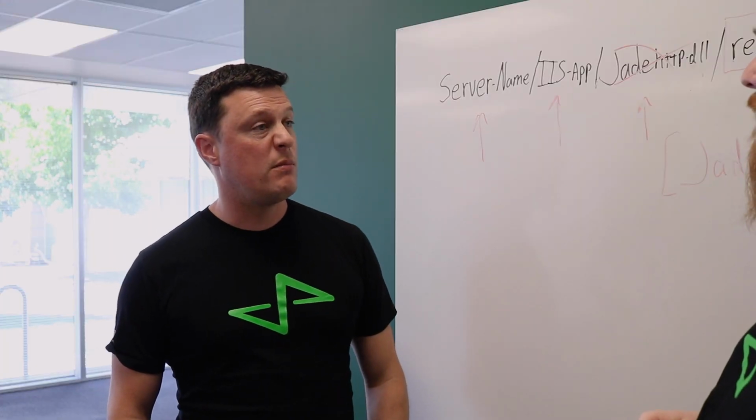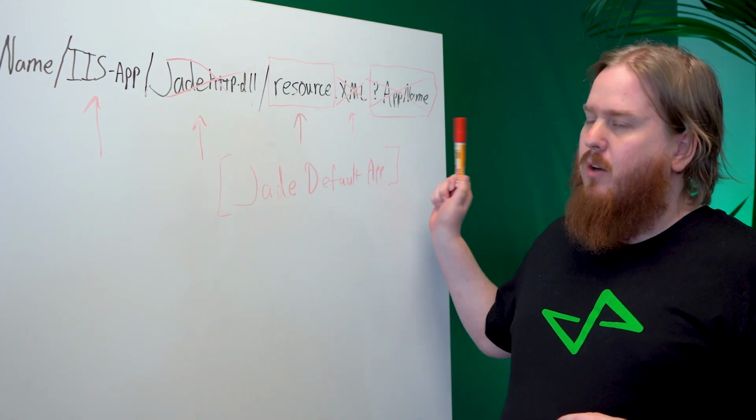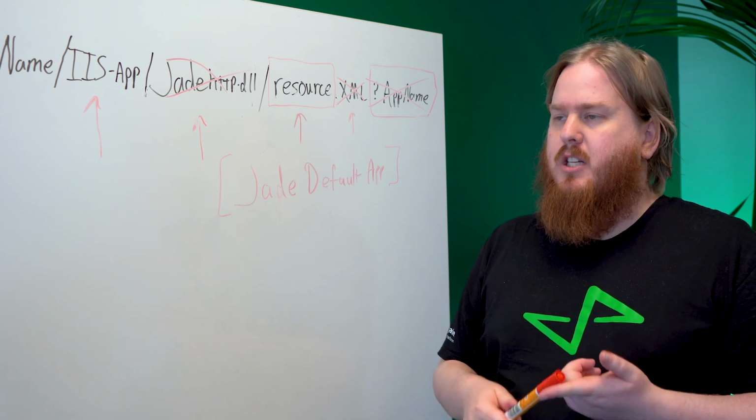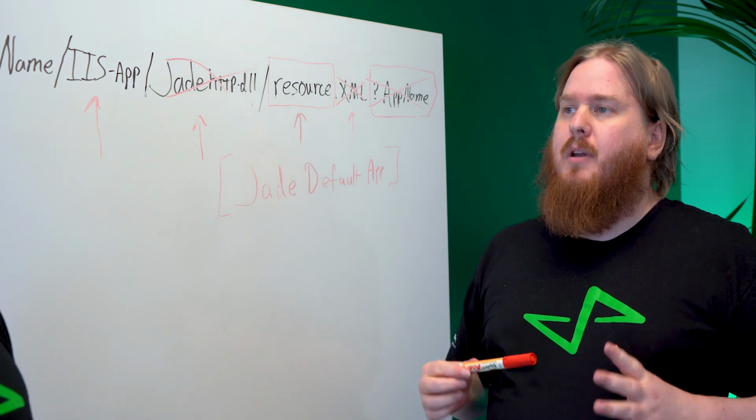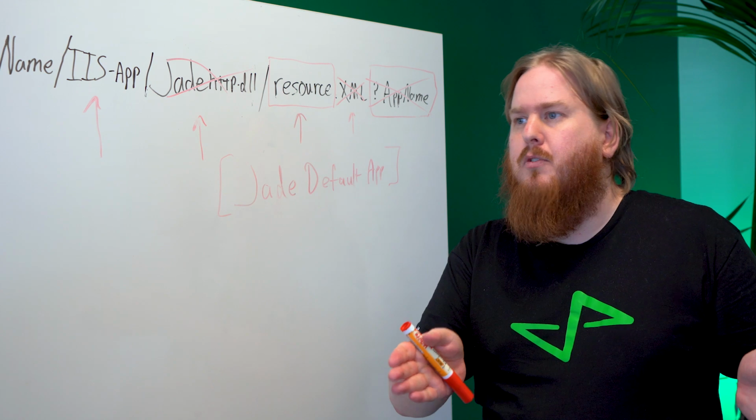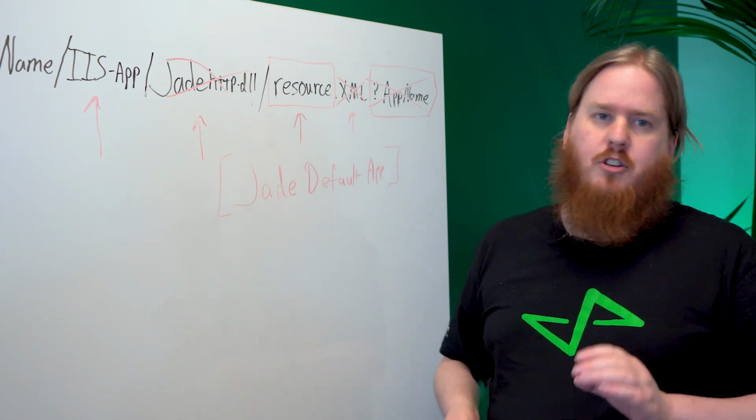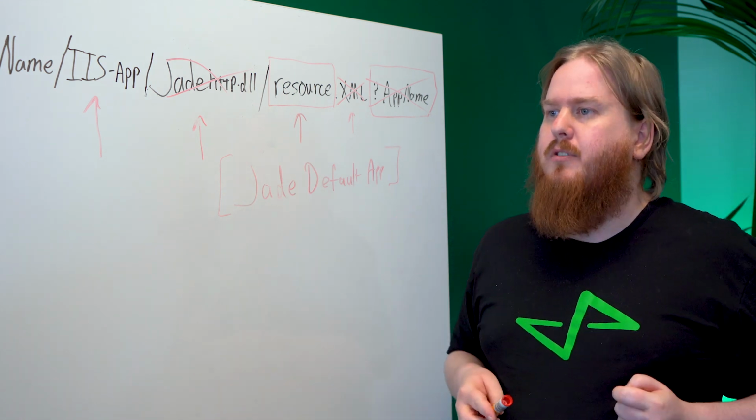Can I only do one of them? You can only define one per Jade HTTP ini file. You can set up an IIS to point to different ini files if you want. So you just set up different applications and point them to different ones.